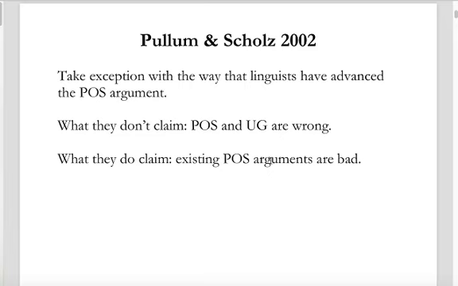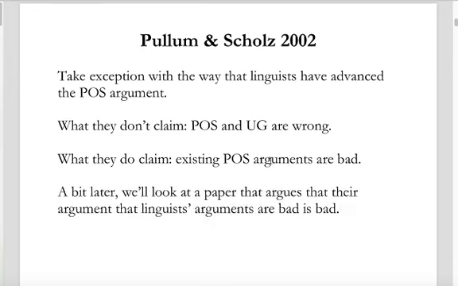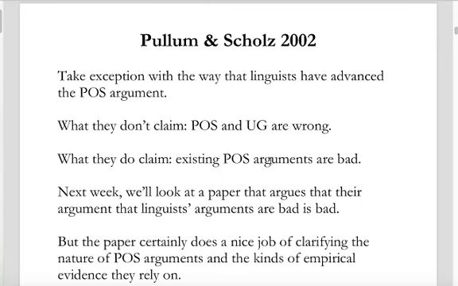What they're saying is that the arguments we've been given for the poverty of the stimulus, starting with Chomsky and continuing with his students and disciples, are not good arguments, that the arguments are not valid and they don't show what people are saying that they show. This is the claim of Pullum and Scholz, that we shouldn't just blindly accept these poverty of the stimulus arguments because they have problematic aspects. A bit later, we're going to take a look at this paper by Legate and Yang, arguing that these people's argument that linguists' arguments are bad is bad. So this is the kind of level we're getting into here. But for now, let's see what Pullum and Scholz have to say.